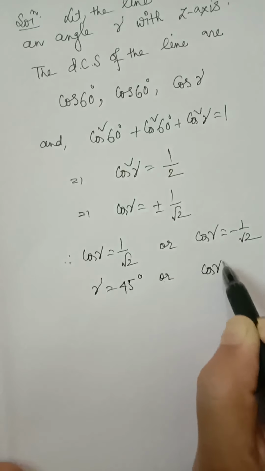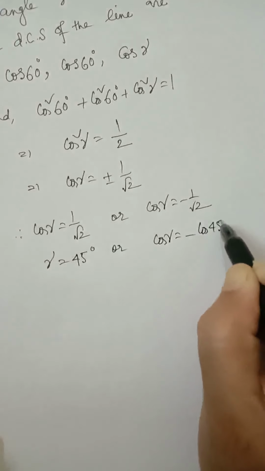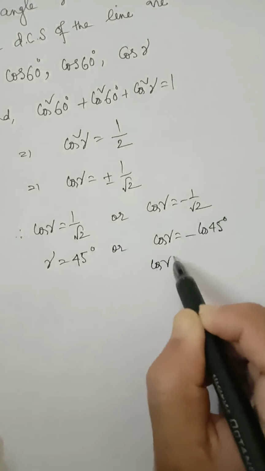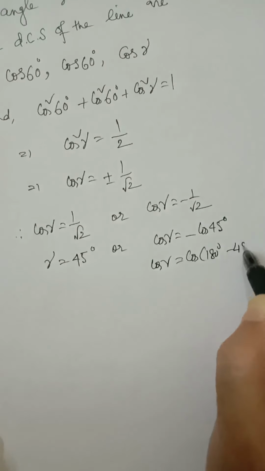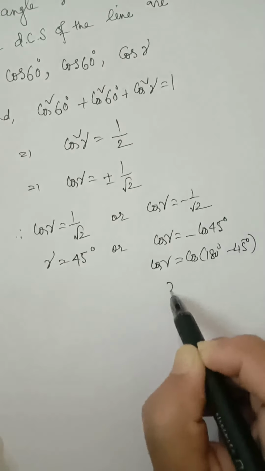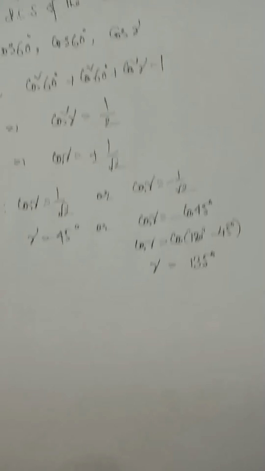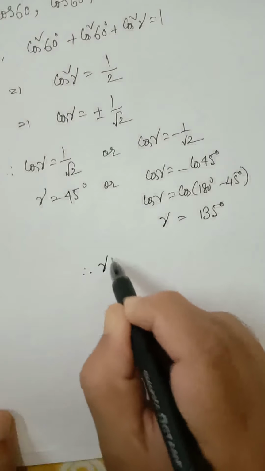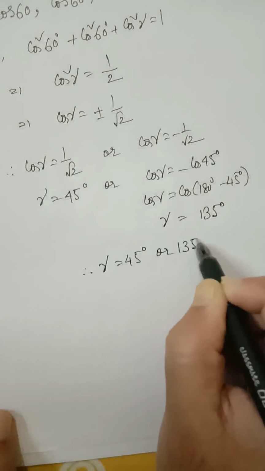Cos gamma equal to minus cos 45. So cos gamma will be cos of 180 degree minus theta, and cos of 180 minus theta is minus cos theta. So gamma equal to 135 degrees. So the required answer is therefore gamma equal to 45 degree or 135 degree.